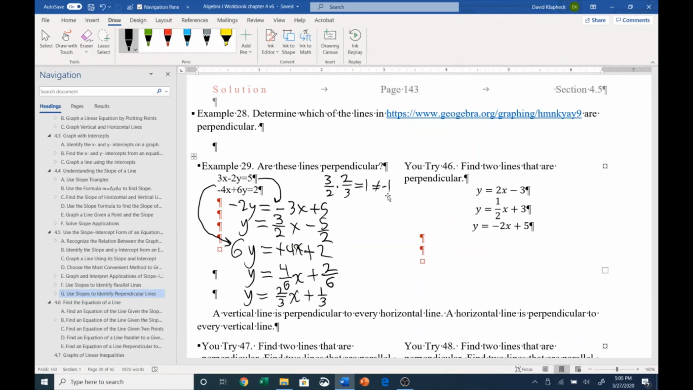You try 46. Find two lines that are perpendicular. The first line has slope 2. Is there a -1/2 slope in any of the others? No. The second line has slope 1/2. The negative reciprocal of 1/2 would be -2, which occurs here as a slope. Therefore, my second and third equation are perpendicular to each other.